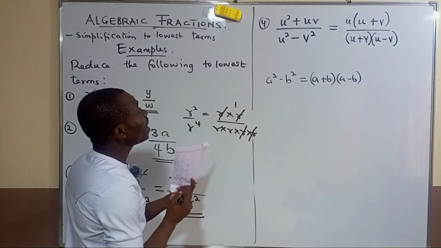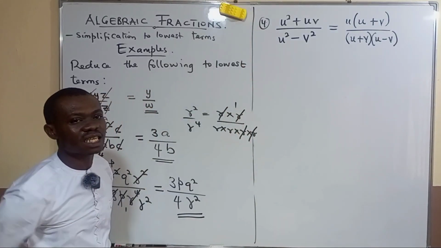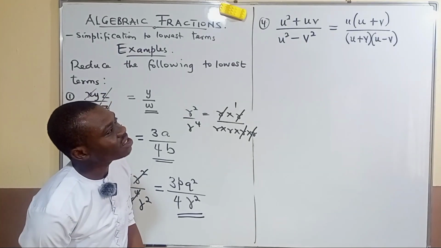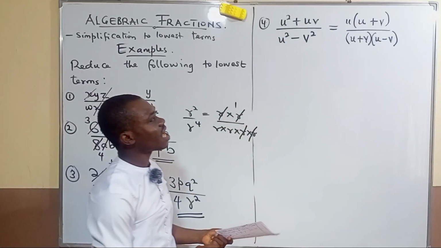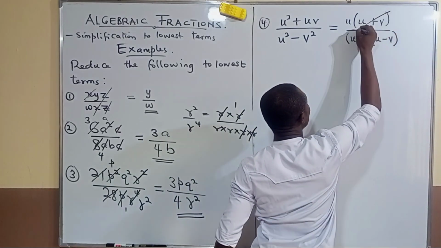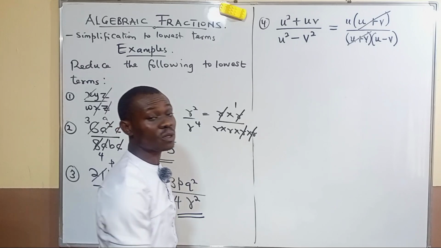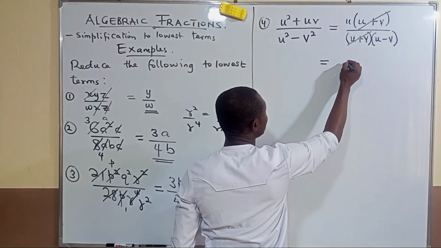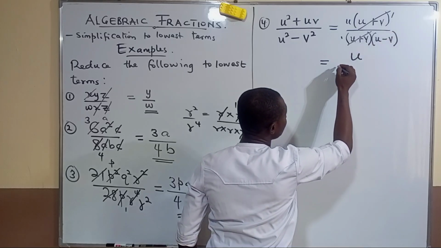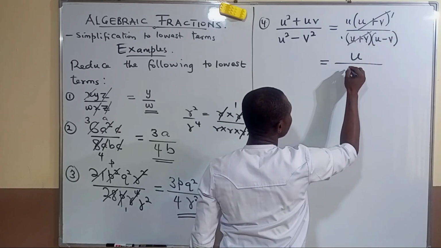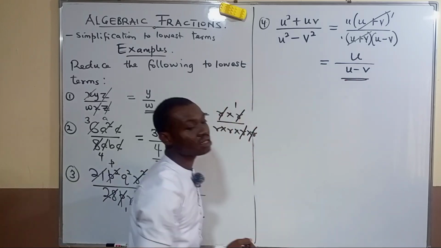Beautiful. And immediately you have done that, you can see clearly that there are common factors in the numerator and the denominator. All you need to do is to remove them. So I'll cancel out this u plus v with u plus v. And so my answer will now be u. Remember, this will be 1, 1. So u times 1 is u, all over 1 times u minus v. And that is the solution.